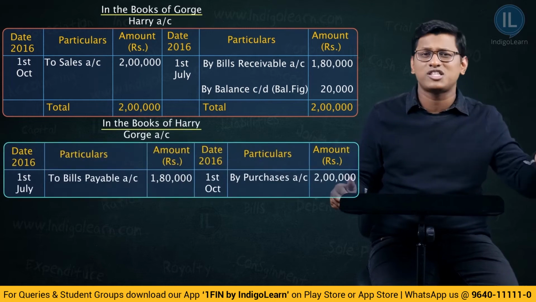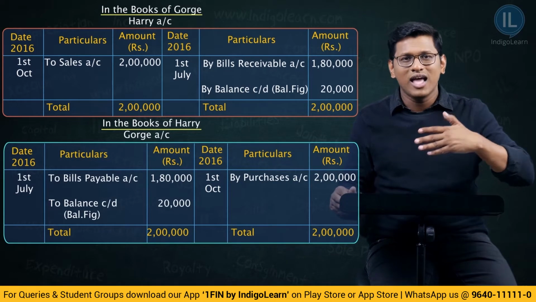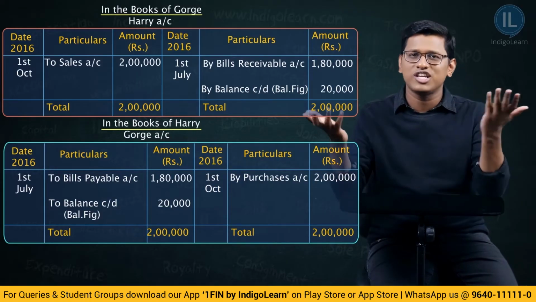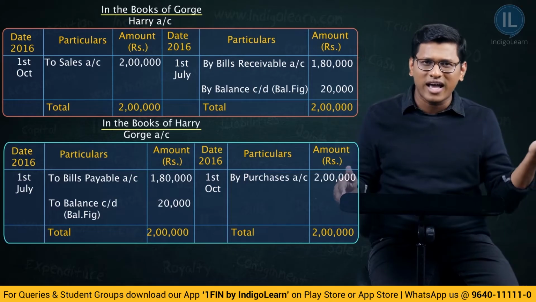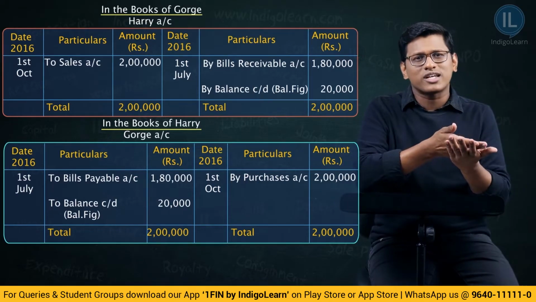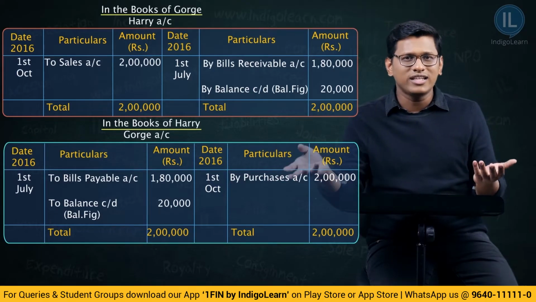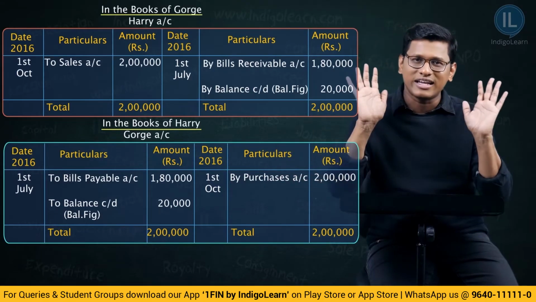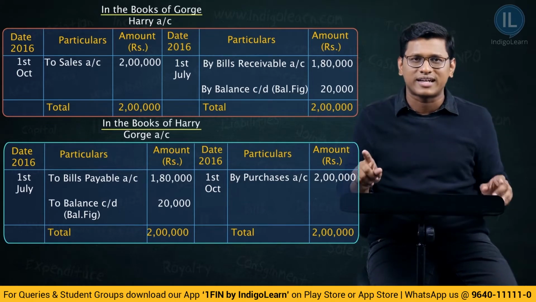Similarly, if you do the same exercise in the books of Harry, you will find 20,000 is payable by Harry to George. In George's books, you find that 20,000 is receivable from Harry. Are we clear about what we are discussing? I am just repeating this last point, concentrate.